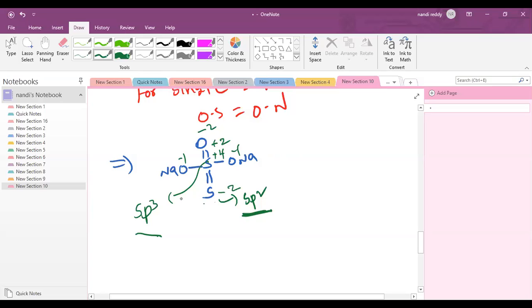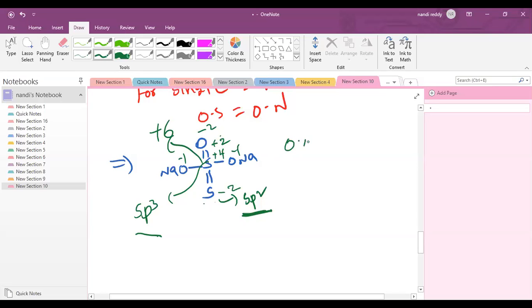So what is the oxidation number of terminal sulfur, sir? Minus 2. What is the central sulfur oxidation number here? Plus 6. Plus 4 plus 2, total it can show plus 6 oxidation number. So oxidation state here is plus 6, and here the oxidation state is minus 2.